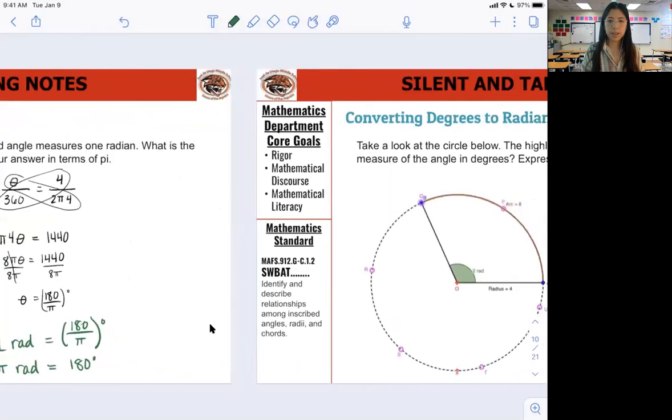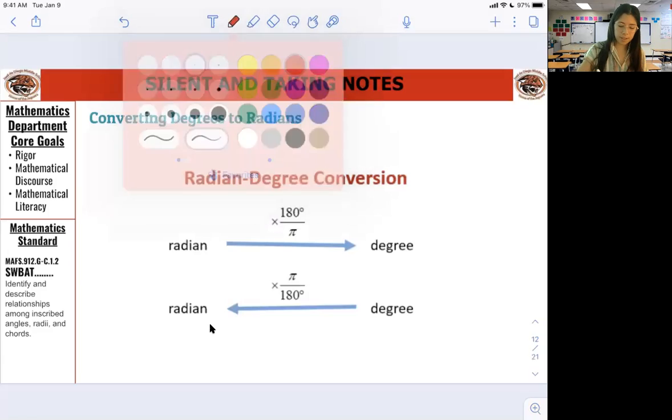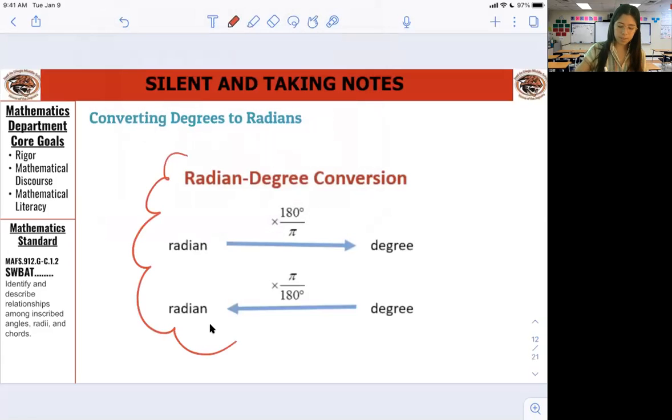And let me show you what that is. Let me skip to this slide. We can convert back and forth using a fraction very, very easily. If you want to go from radians to degrees, you multiply times 180 over pi. If you want to go the opposite way, from degrees to radians, you multiply times pi over 180. So right now, go ahead and write this in your notebooks. This is going to save your life, trust me. Write it down.